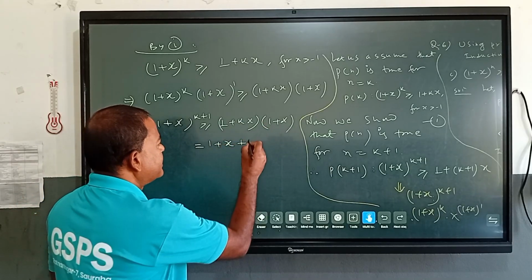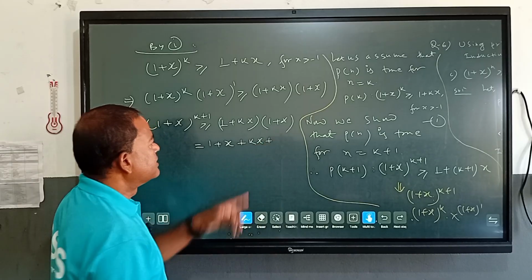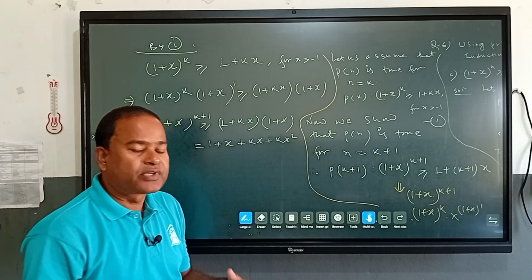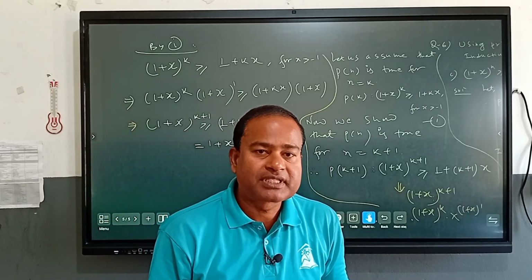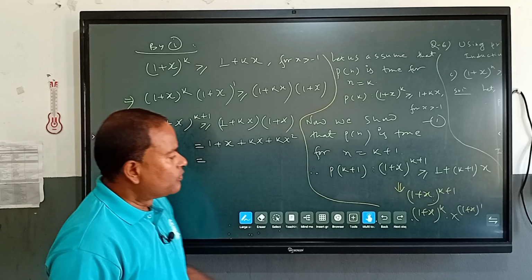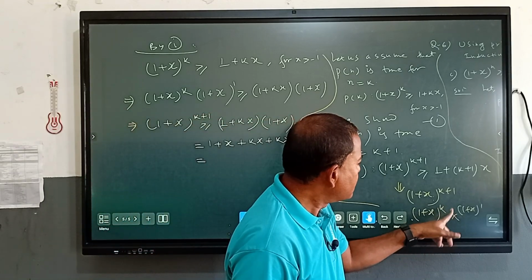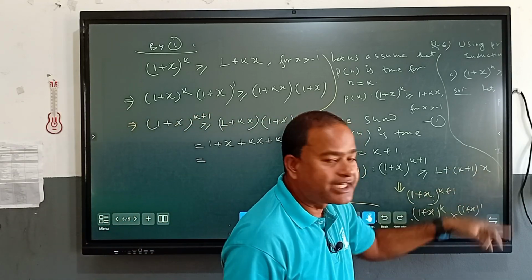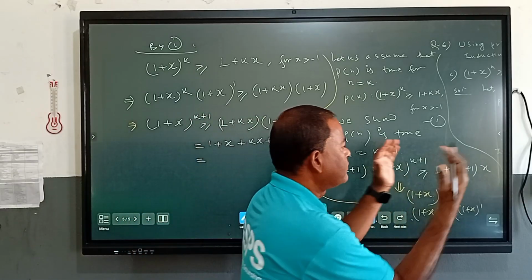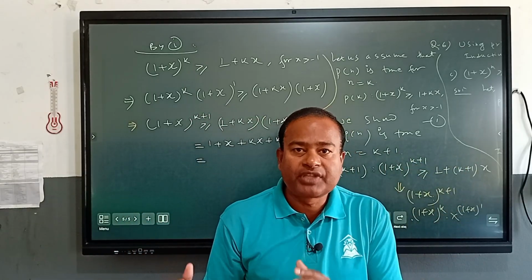Kx times 1, we get kx, plus kx times x, we get kx squared. So let's do multiplication at first. Then, dear students, we need 1 plus k plus 1 times x on the right hand side. So dear students, we have to focus on what we need. So let's forget what we have.